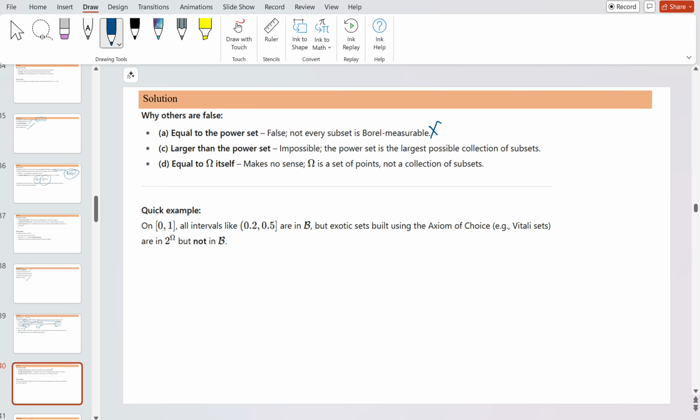And larger than the power set is not possible at all, because the power set is the largest possible collection of the subsets. And equal to Ω itself does not make any sense, because that is a set of points, not a collection of subsets.